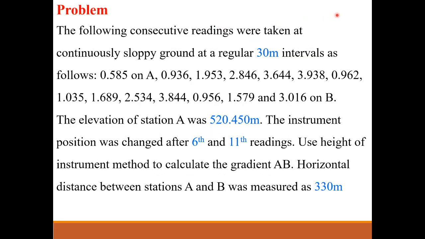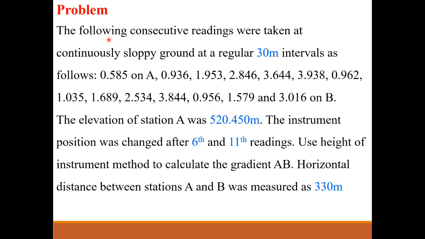So from here we continue our today's lecture. We are going to solve another example of leveling. This is the example of profile leveling. Okay, it is a project of construction of a road. Before the construction, we want to perform the leveling of that area.